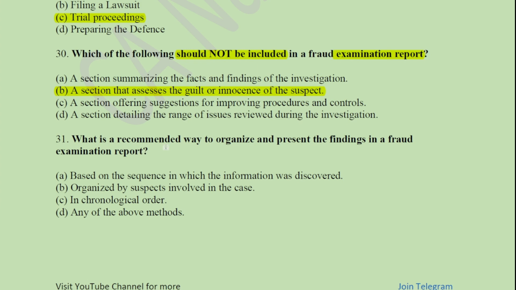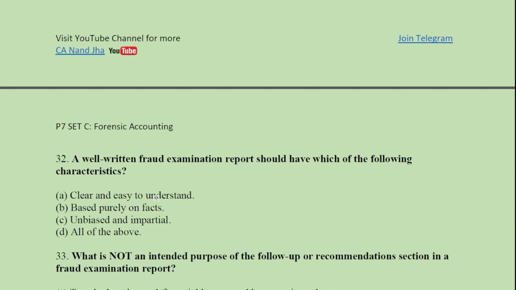What is the recommended way to organize and present the findings in a fraud examination report? Based on the sequence, no. Organized by suspects involved, no. In chronological order, yes. Any of the above methods, no. It should be chronological order.